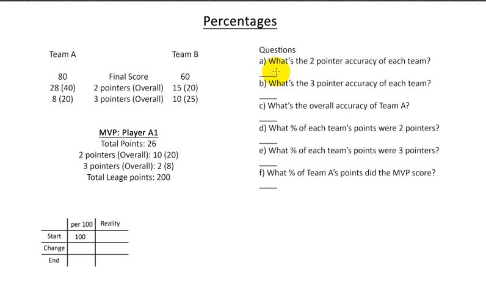First question asks, what's the two-pointer accuracy of each team? So basically what it's asking is what percentage of two-pointers did each team score? Now, to find that, I know the total. Let's start with Team A. I know the total. They shot a total of 42 pointers and they scored 28.